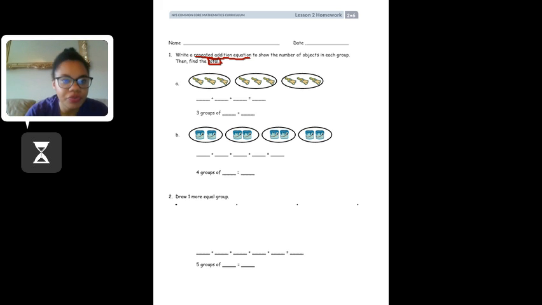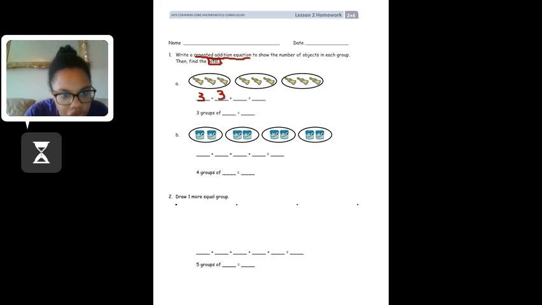So I'm going to write 3 down right below my first group. Then let's look at our second group. There's 1, 2, 3 paintbrushes. So now in my next blank, I'm going to write another 3.